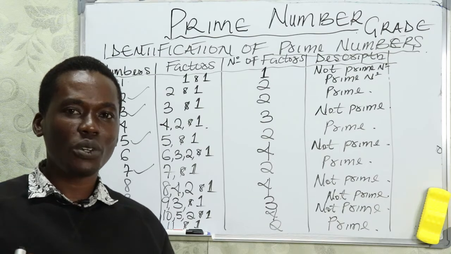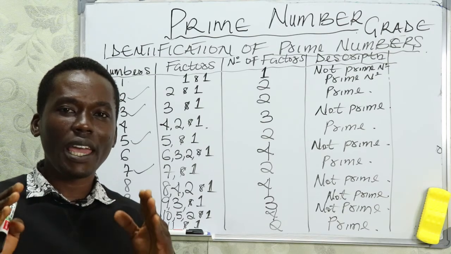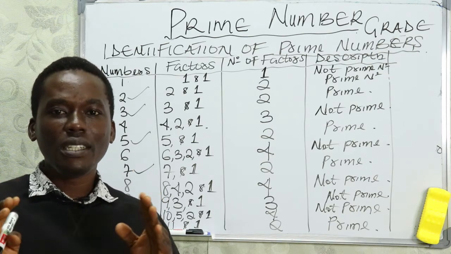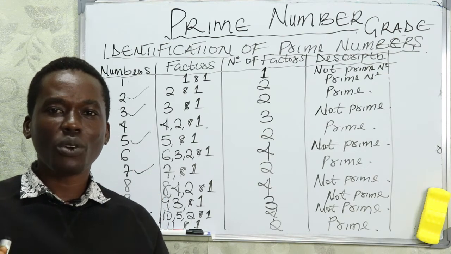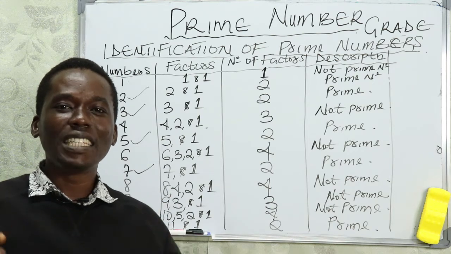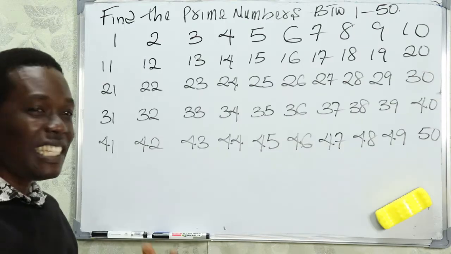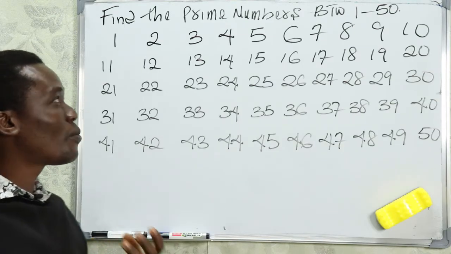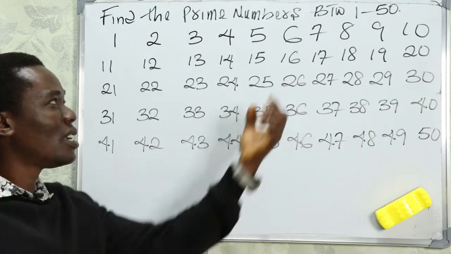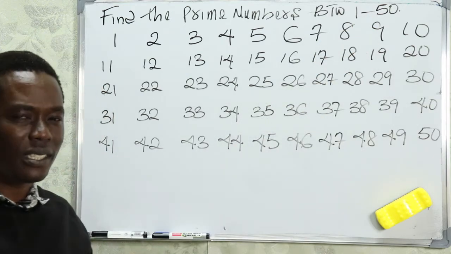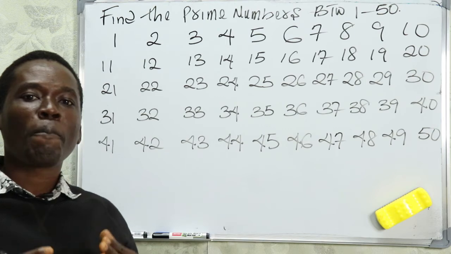This method was adopted by a Greek mathematician, and it is being used today. We call it the sieve method. Using this sieve method, we are going to find the prime numbers between 1 and 50. Now, what is this sieve method all about?